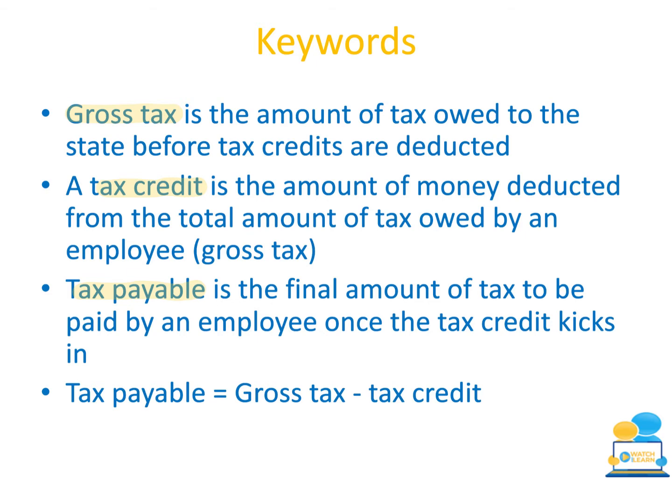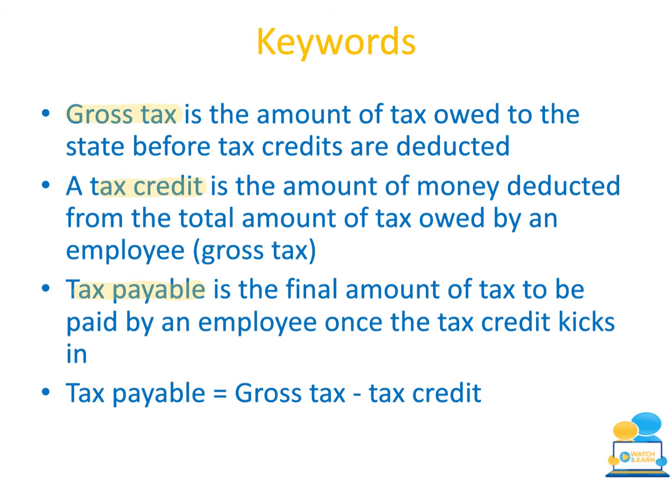Your tax credit kind of alleviates the amount of gross tax you have to pay. So a tax credit is the amount of money deducted from the total amount of tax owed by the employee, or your gross tax. So firstly, when you calculate your standard rate of tax, or if you have to pay your higher rate of tax, you don't have to pay all of that tax because you may have a tax credit. So that tax credit brings down the amount of tax that you have to pay.